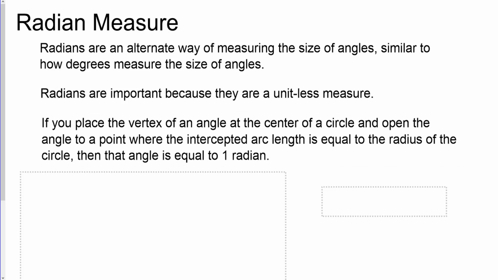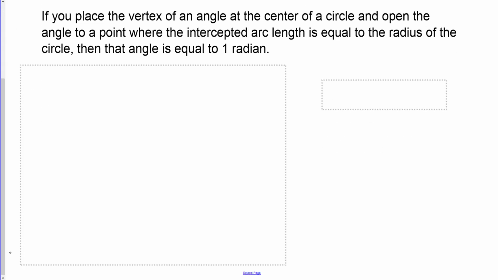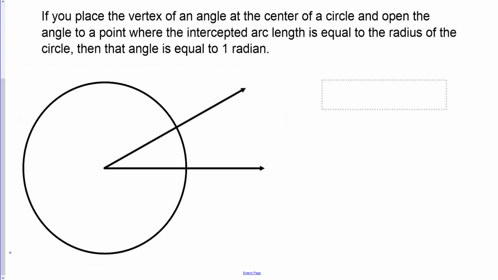If you place the vertex of an angle at the center of a circle and open the angle to a point where the intercepted arc length is equal to the radius of the circle, then that angle is equal to 1 radian. So that's kind of a mouthful. Let me show you a diagram here.